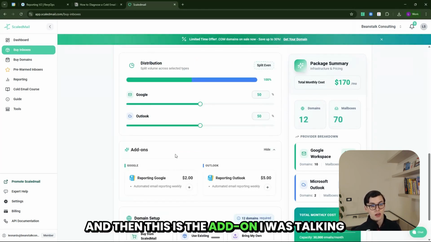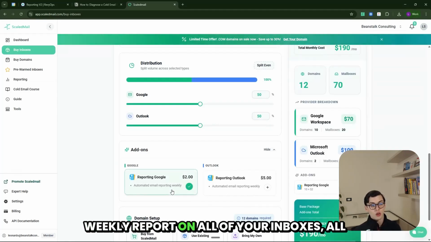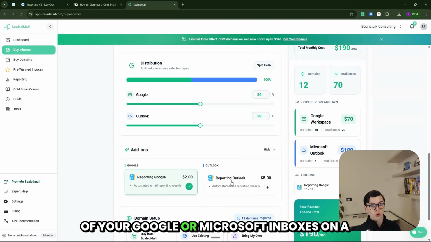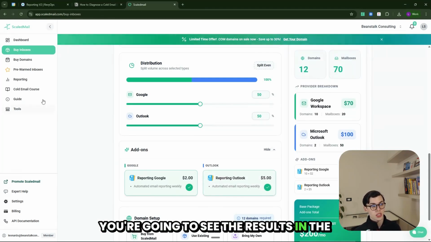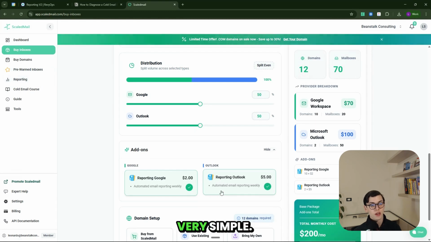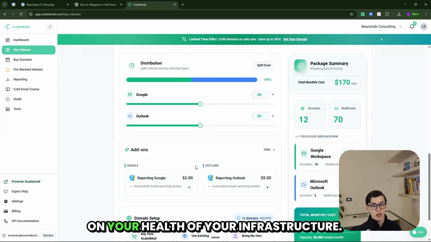And then this is the add-on I was talking about. Essentially, this is going to send you a weekly report on all of your Google or Microsoft inboxes on a weekly basis. Placement test, you're going to see the results in the reporting section right here. Very simple. And it allows you to always stay informed on the health of your infrastructure.